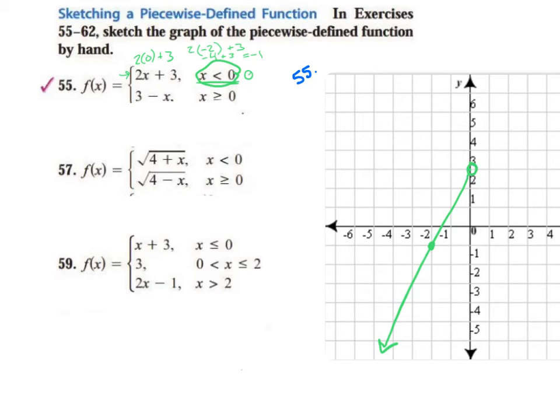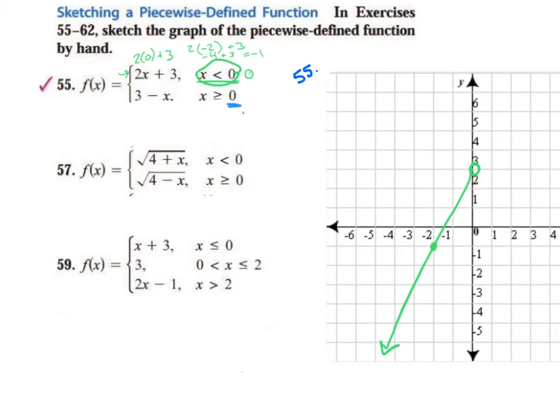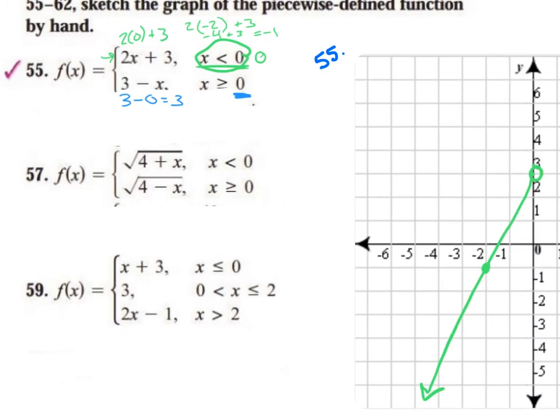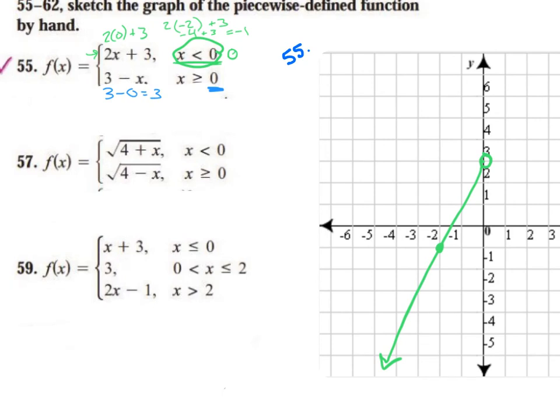Now we need to look at the second part of our piecewise function. So this is when x is greater than or equal to 0. Again, we're going to plug in the first part of our restriction, so we plug in 0. So we have 3 minus 0, which is 3. So on our graph, when x is equal to 0, y is 3. Here we have that greater than or equal to, so we put a closed circle.